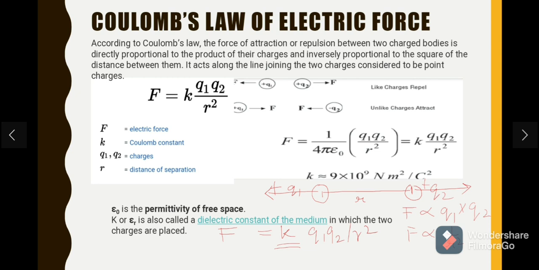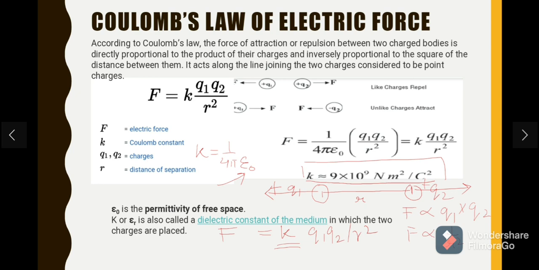Fine. This is also known as Coulomb's constant, and this value you have to remember, that the value of Coulomb's constant is 9 into 10 to power 9 Newton meter square per coulomb square. Basically k is 1 by 4 pi epsilon naught. Here epsilon naught is the permittivity of free space.